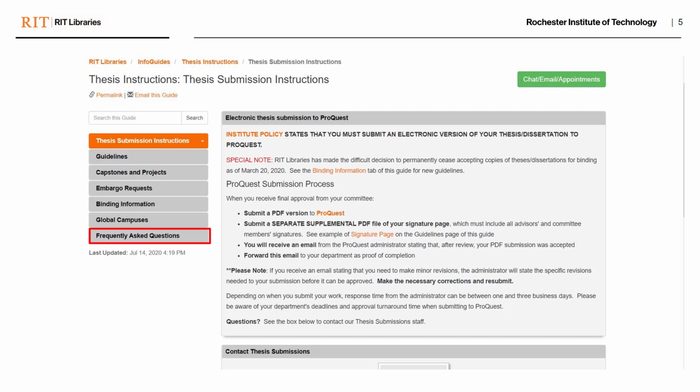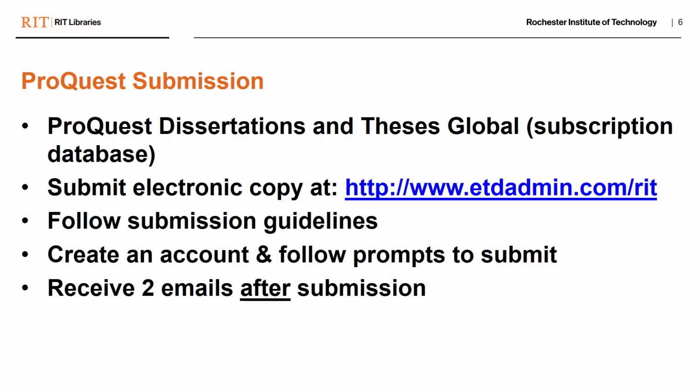Institute policy states that you must submit an electronic version of your thesis or dissertation to the ProQuest system in order to fulfill your graduation requirements. By submitting your work to the ProQuest system, your thesis or dissertation will eventually appear in the ProQuest Dissertations and Theses Global database, which is available via subscription to libraries around the world. RIT Libraries is a subscriber to this database.